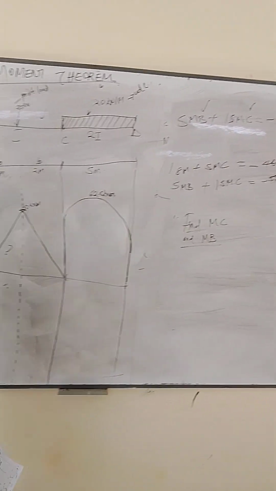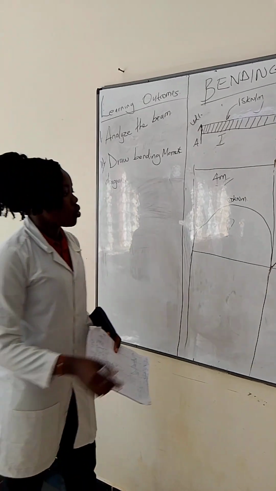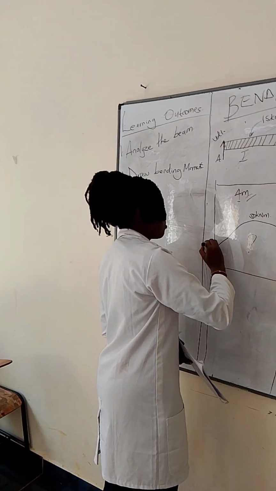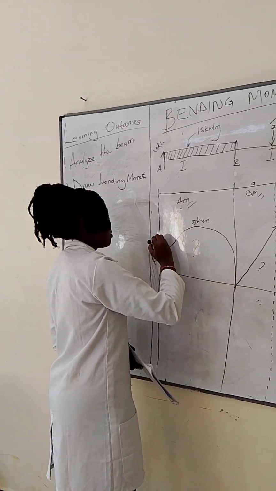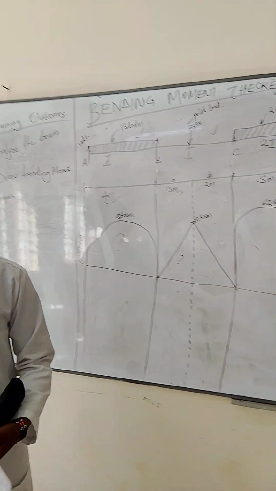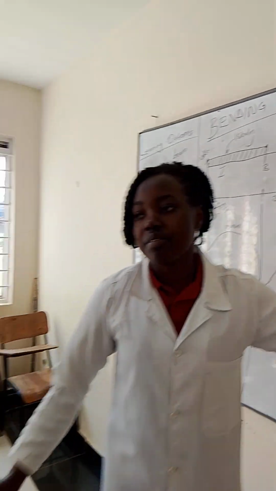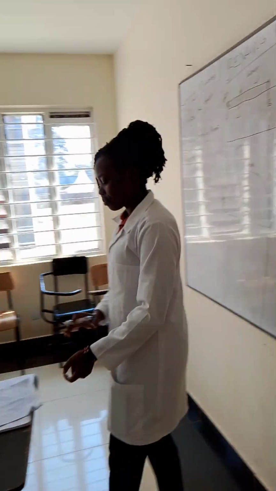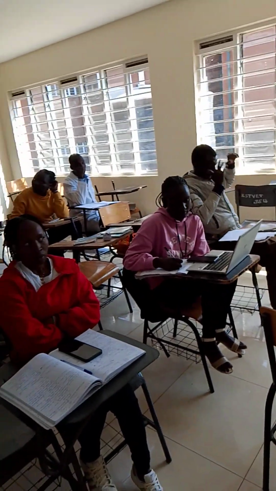and then you draw. This is our bending moment diagram. Okay? Any question after that? This one I'll check before I leave this class. Any question after that?